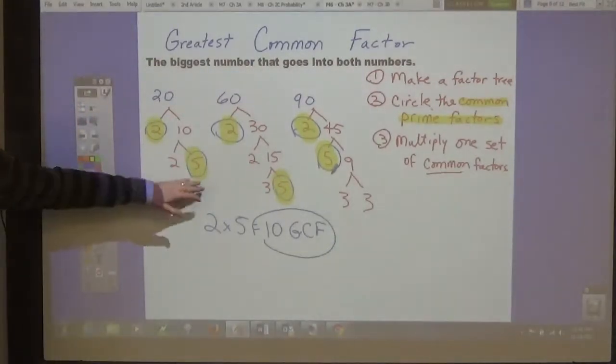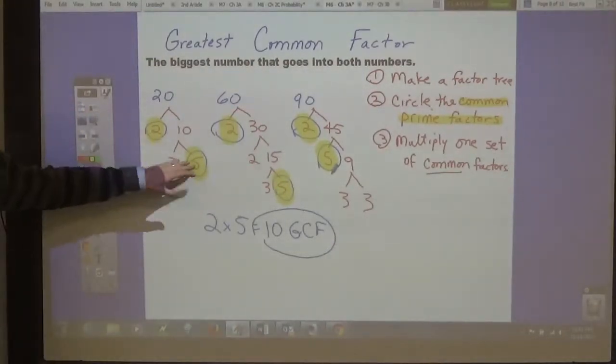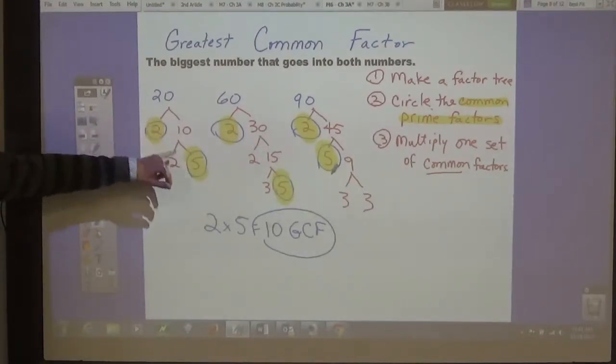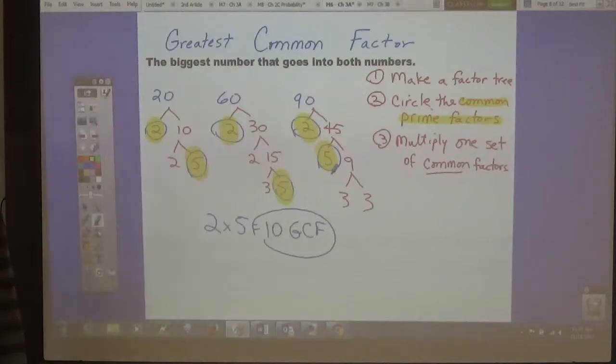Multiply one set of the common factors, the numbers that appear in both, only the prime ones, the prime common factors, okay? Johnny? And also, if there are no common factors, it's 1. Correct. If there are no common factors, then the only common factor is 1. Because 1 is a common factor of every number. 1 goes into every number, even itself.